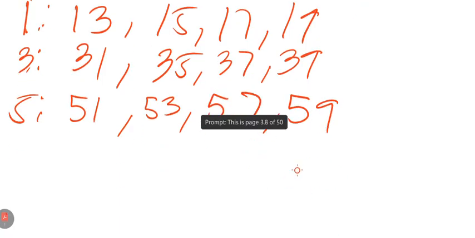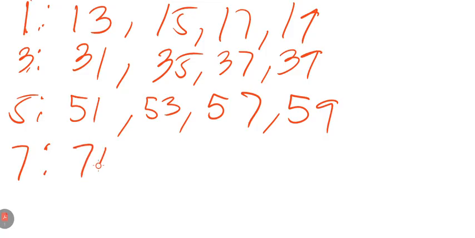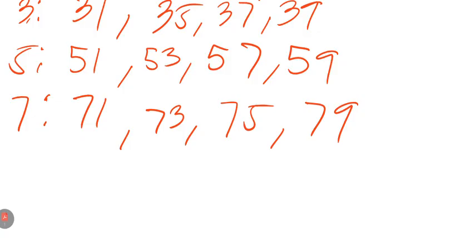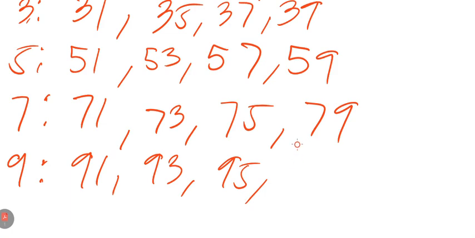Now, for the 7, let's write it down: 71, 73, 75, and 79. Now for the last one, the 9, we have 91, 93, 95, and 97.